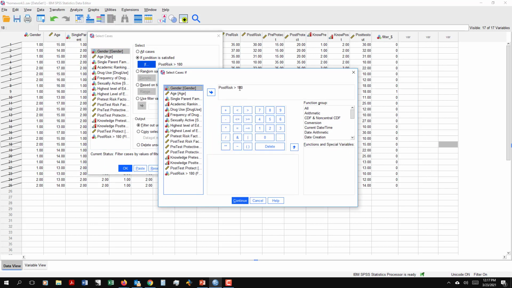So I want to select them if they're less than 180, because I want to keep them active if they're less than 180. I'm going to put my post-test risk factor over there. So post-test risk factor, if it's less than 180, I want to keep it in for the analysis. I want to exclude it if it's more than 180 because my outlier was 185.